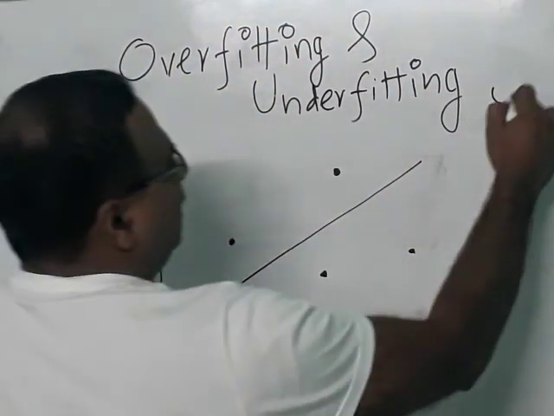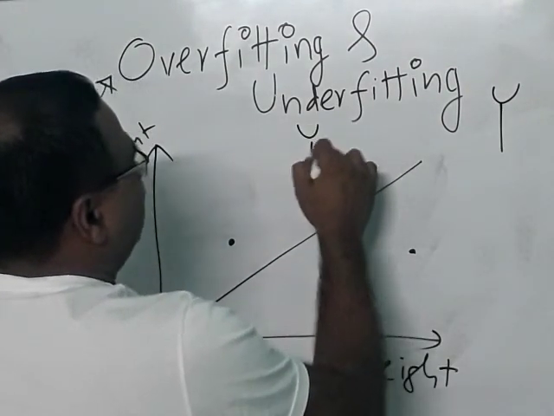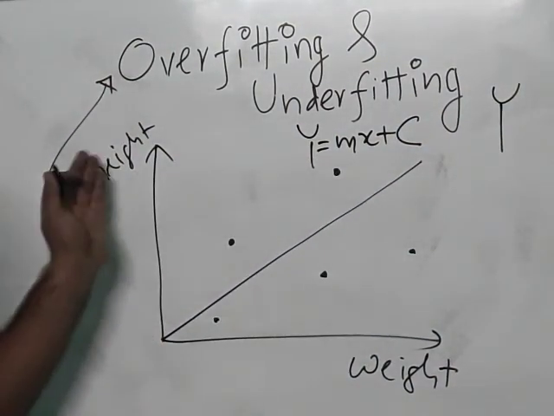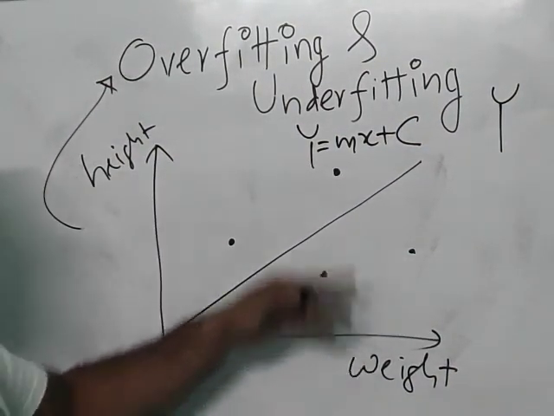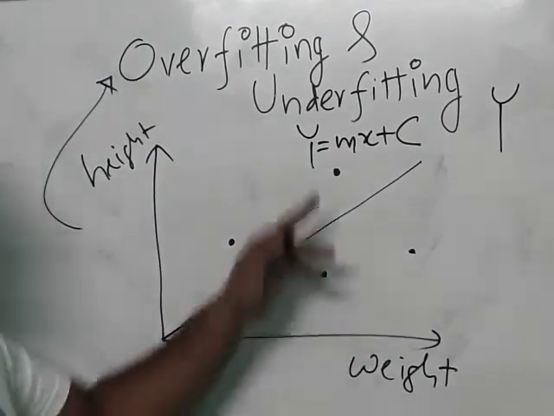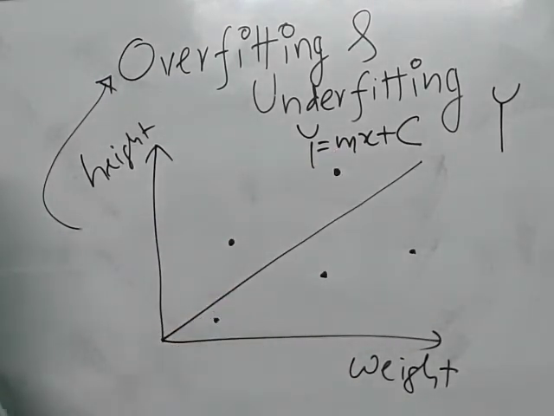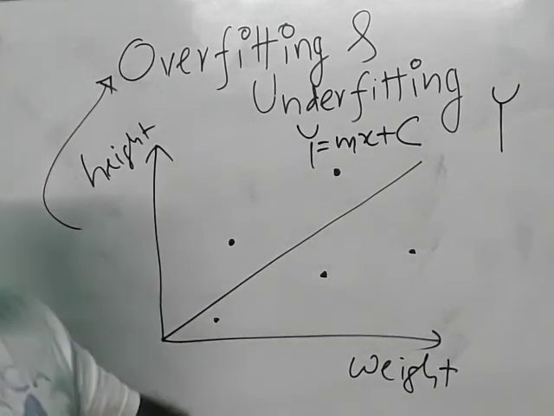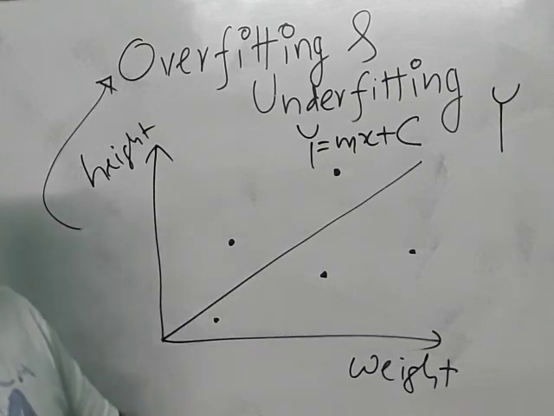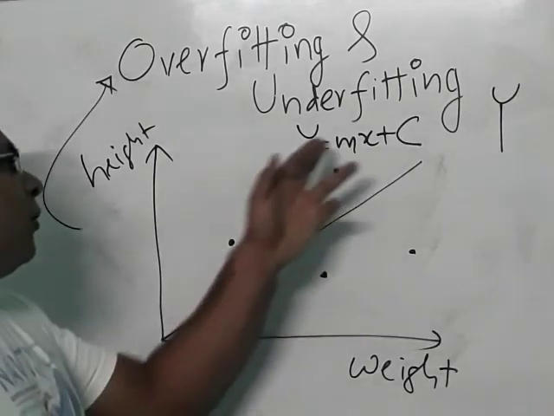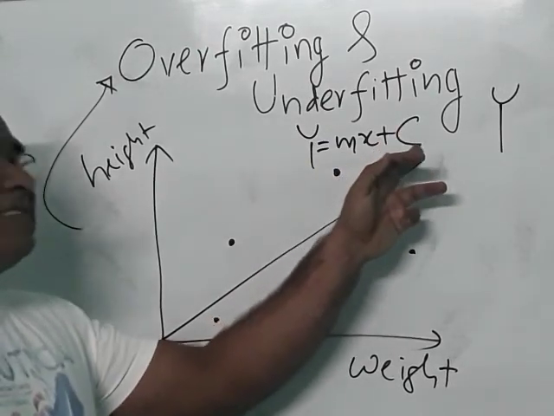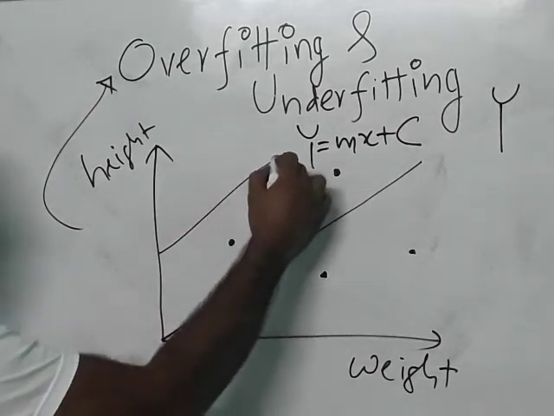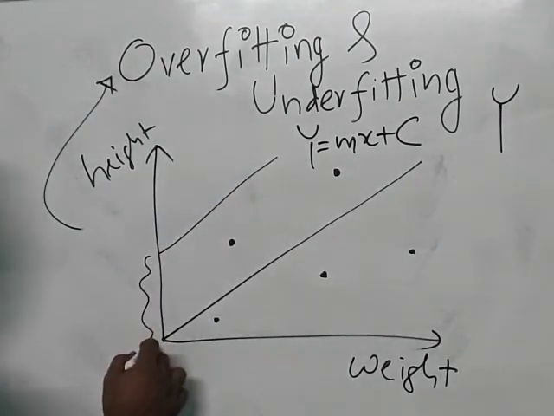It is denoted by the equation y is equal to mx plus c. Here y is the dependent variable and it is depending on the weight, and x is the independent variable, and m is the slope of this line. m is equal to tan theta, or in differential calculus we write slope as dy by dx. So here m is the slope and c is the y-intercept. The y-intercept here is 0. If you take a line like this, this is the y-intercept.